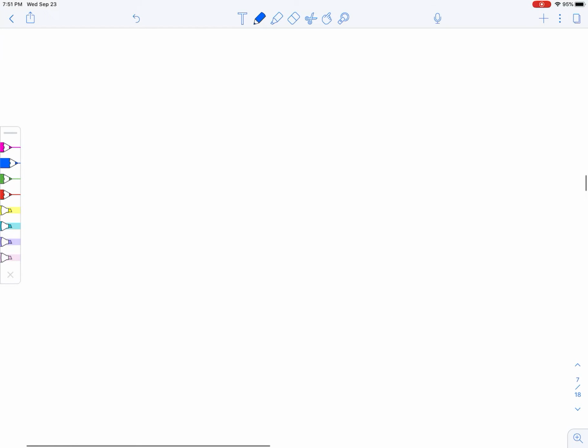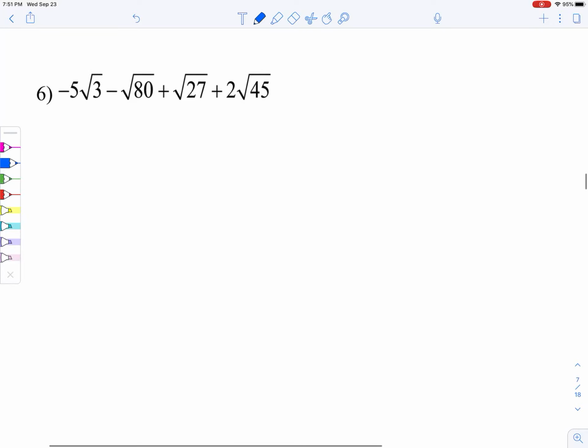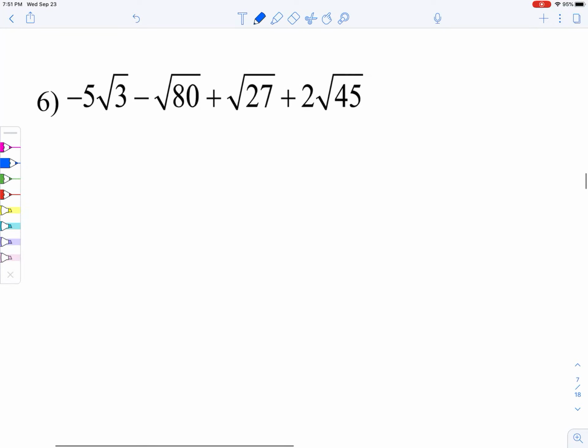Okay. I think this is the last question. Last question, yes. Okay. So we're going to take everything that we've learned and put it all together. I can see here I have a root 3. That's a big hint that somewhere in here, somewhere else, there's going to be another 3.